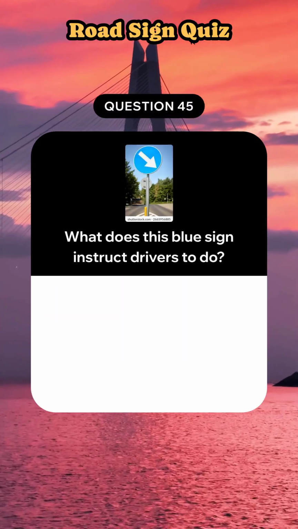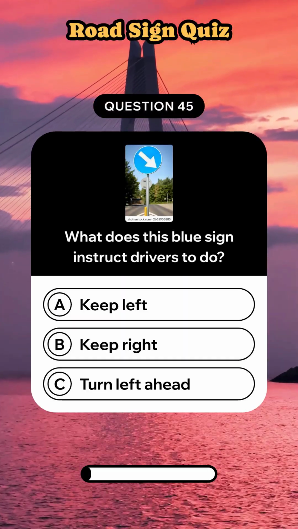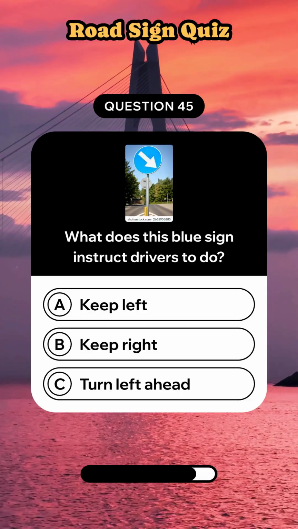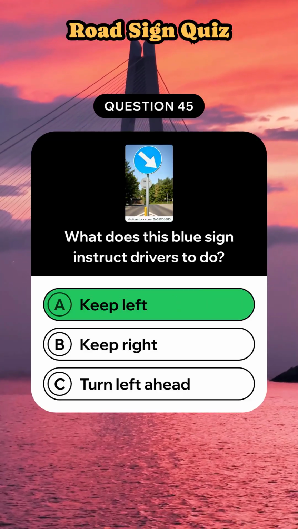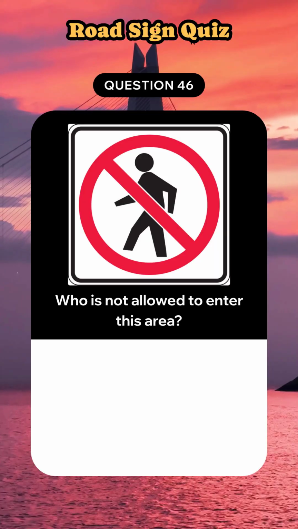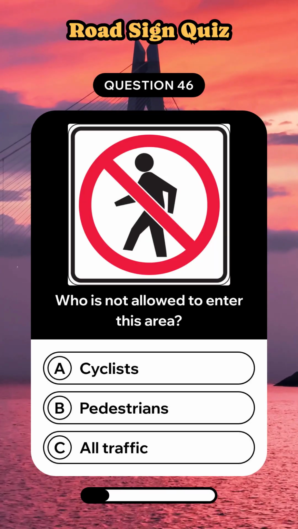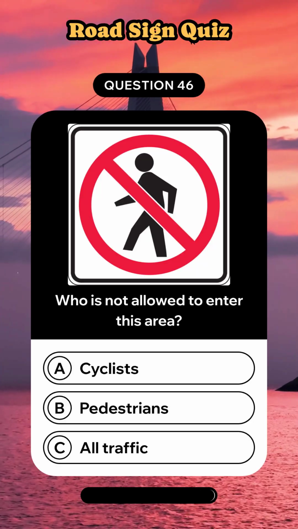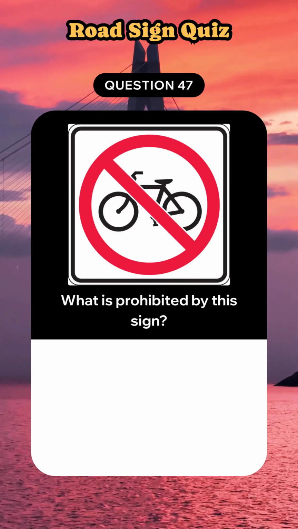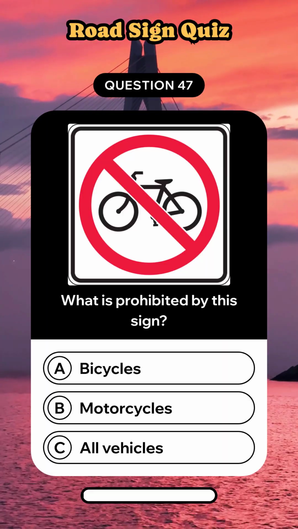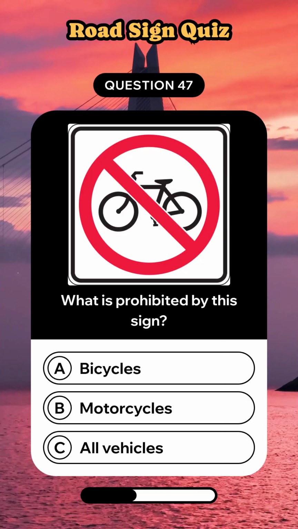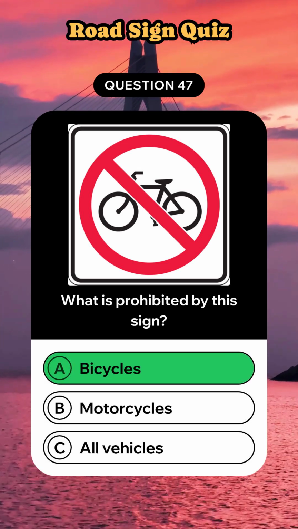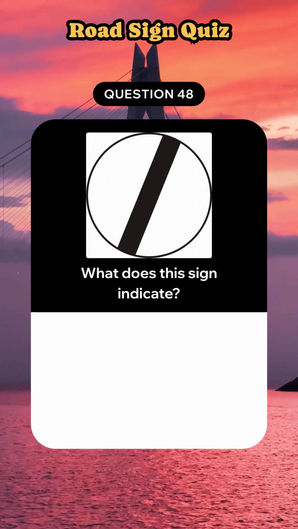What does this blue sign instruct drivers to do? Who is not allowed to enter this area? What is prohibited by this sign? What does this sign indicate?